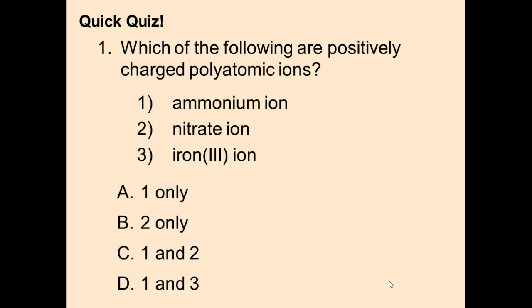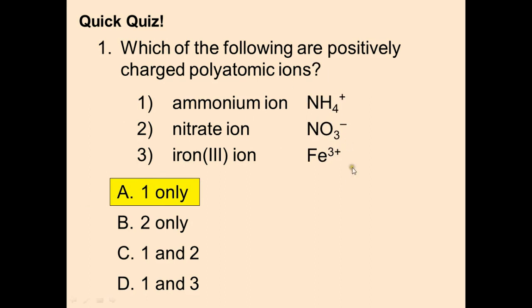And then 2, nitrate. So the nitrate ion is NO3, and it's negative, so nitrate is definitely not it, because it's asking for a positive ion. So nitrate is eliminated, and iron is not a polyatomic ion, so we can eliminate 2 and 3, and so the only answer that works is 1, so A.